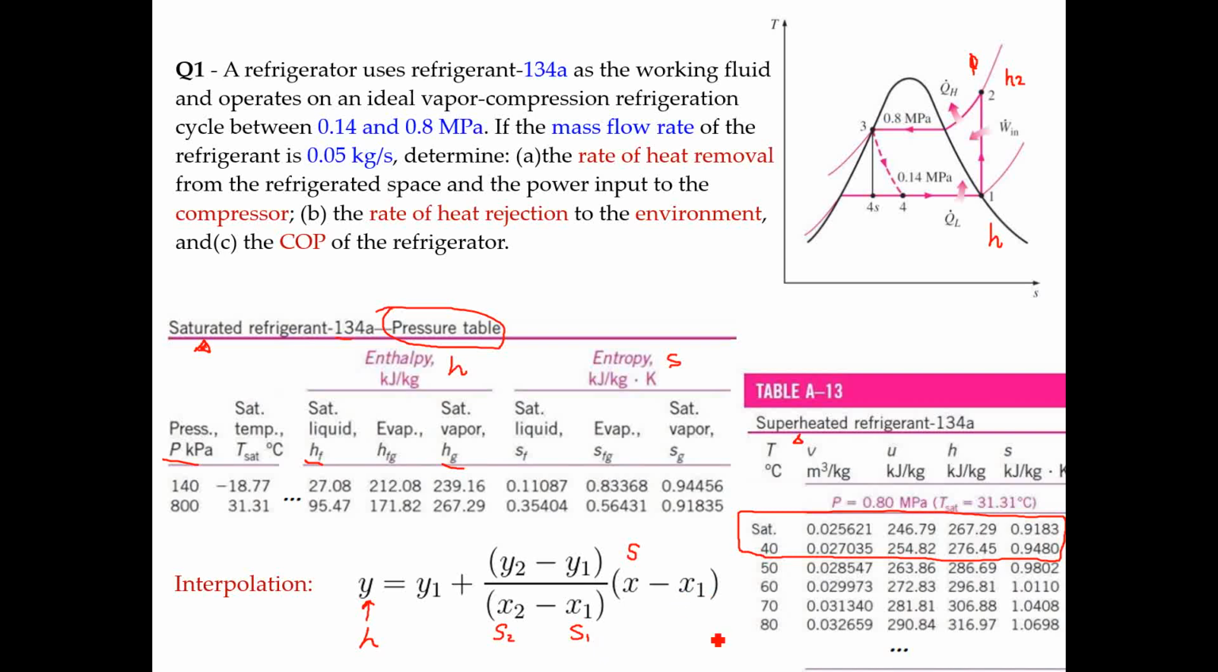Okay. So have a think about these to find what is H1, H2, H3. So this is also a saturated table. You can find that from this one. And when you get all the values, all the Q dot would be just mass flow rate times delta H.